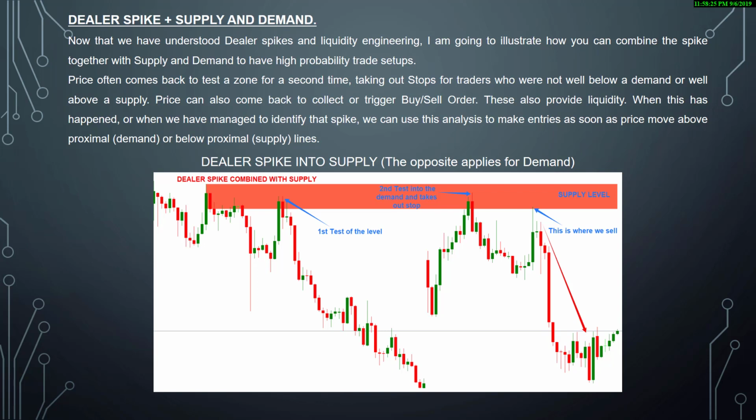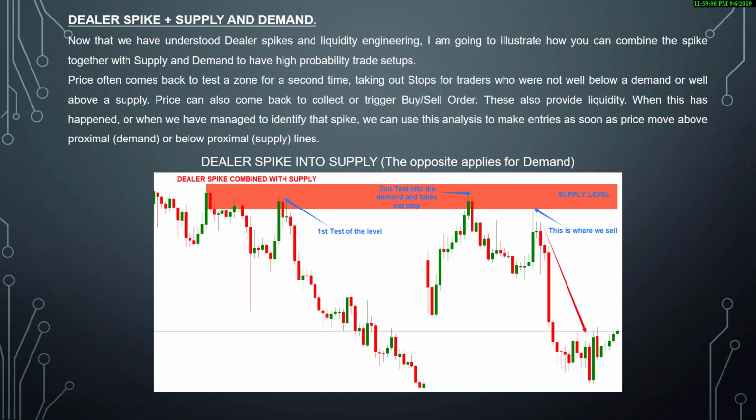Price can also come back to collect or trigger buy or sell orders. These also provide liquidity. When this has happened, or when we have managed to identify that spike, we can use this analysis to make entries as soon as price moves above the proximal line if it's on a demand, or below the proximal line if it's a supply. Right, so this illustration below shows a dealer spike into a supply zone. The opposite applies for demand, guys.